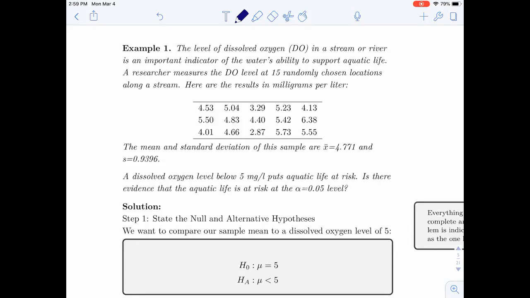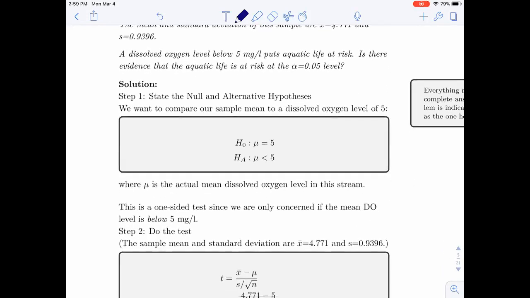So the value that we want to compare our sample to is 5, right? We want to compare our sample mean to 5. Is it less than 5 specifically? So in our hypothesis, our null hypothesis is that mu, the population mean for the entire stream, is equal to 5, right?